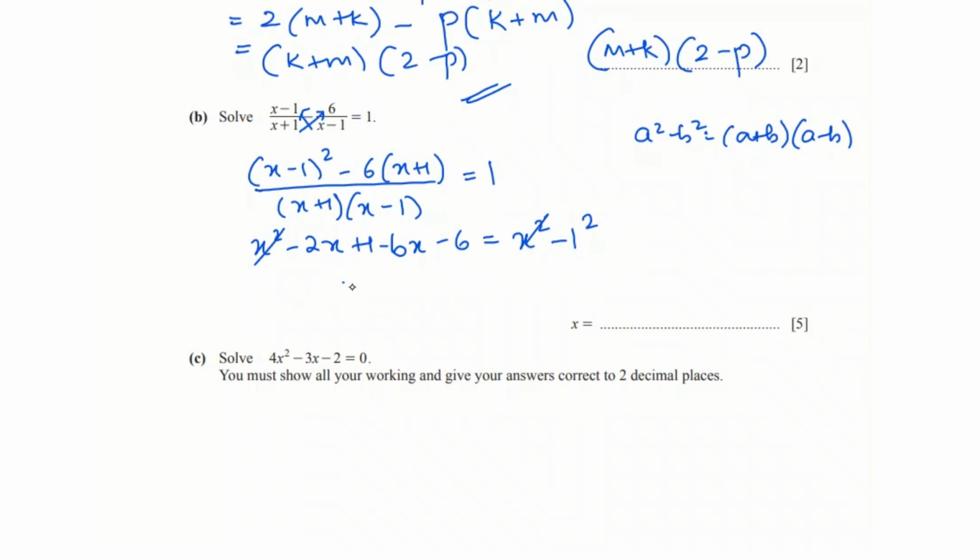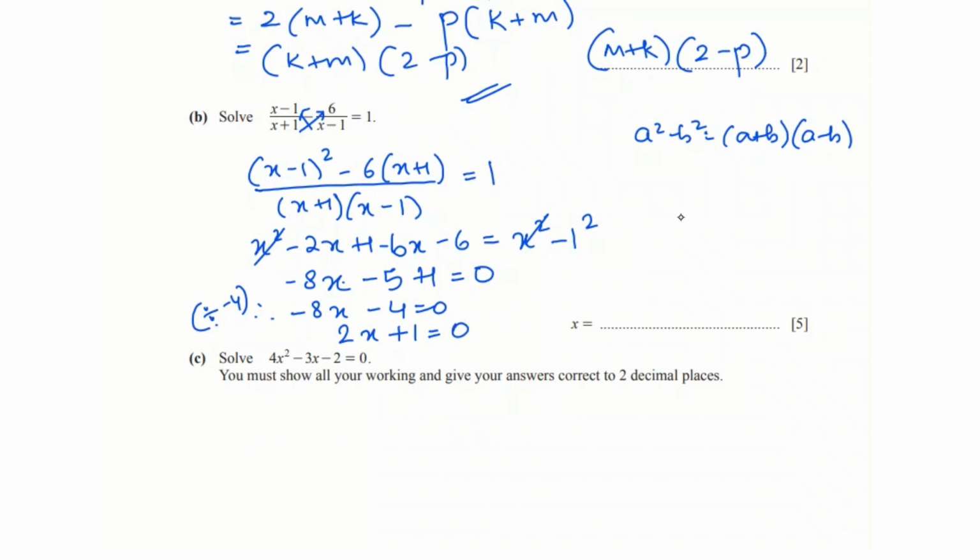X square gets cancelled off, so we are left with minus 8x minus 6 plus 1 is minus 5. This minus 1 will come over and become plus 1 equals to 0. So finally we get minus 8x minus 4 equals to 0. Divide both the sides by minus 4, so we get 2x plus 1 equals to 0.